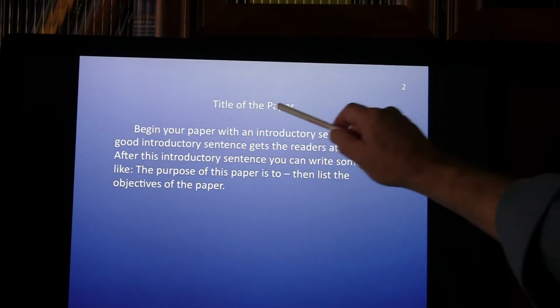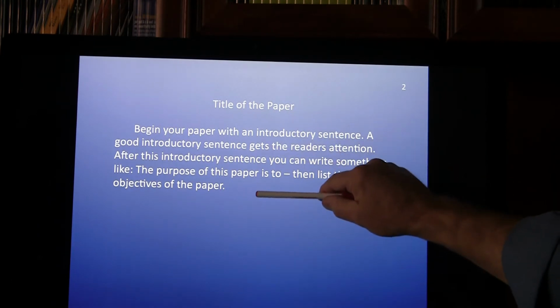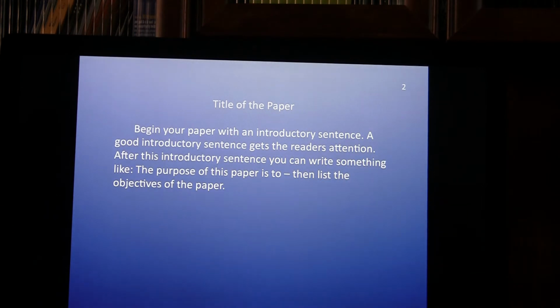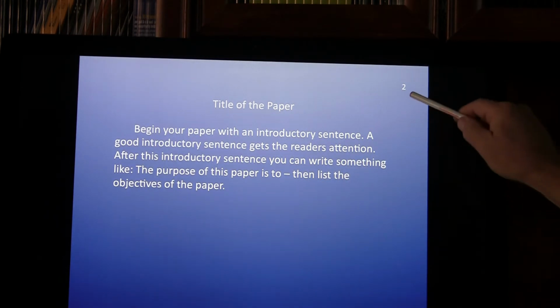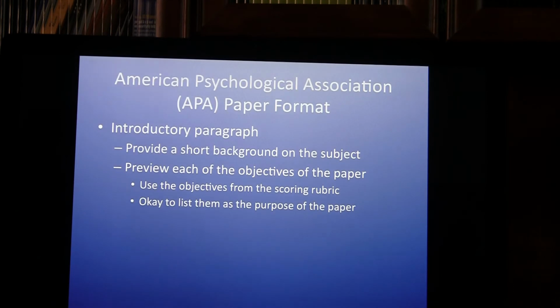So simply the title of the paper centered at the top of the first page of your paper, and then continues with the narrative of your introduction. And again, notice that the page number is up in the right-hand corner of the page.